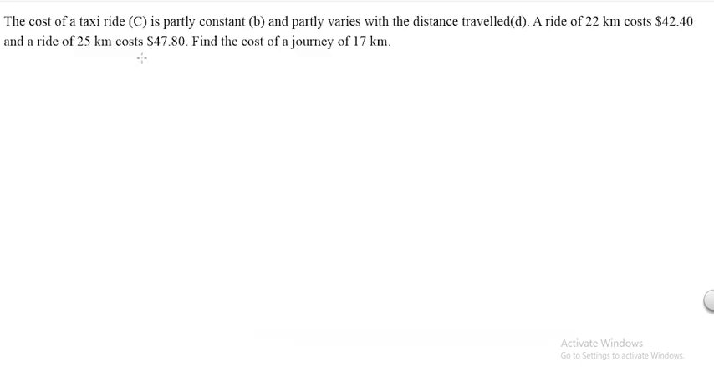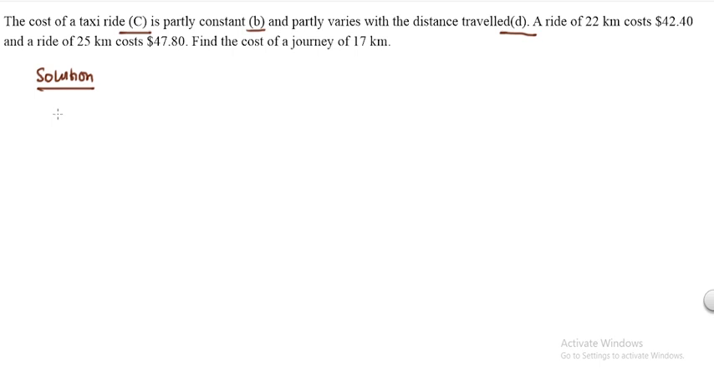We already have an example on the screen concerning partial variation. So I'll simply write out the solution here. We're told that the cost of a taxi ride, represented with the letter C, is partly constant and partly varies with the distance traveled. A ride of 22 kilometers costs $42.4 and a ride of 25 kilometers costs $47.8. Find the cost of a journey of 17 kilometers.